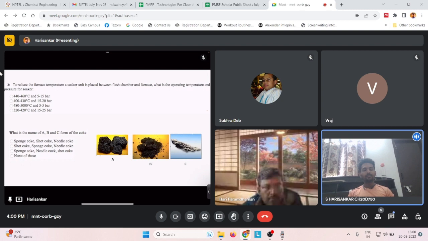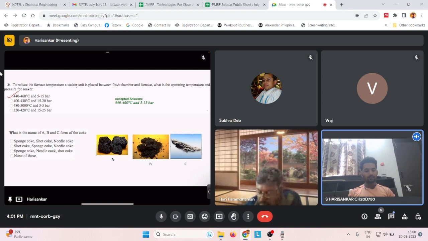The next question: to reduce the furnace temperature, a soaker unit is placed between a flash chamber and furnace. What is the operating temperature and pressure for the soaker? I think we just looked at the operating conditions a few slides back. Anyone remember the values? Yes, option A here is the right answer again. So it is between 460 and 5 to 15 bar.